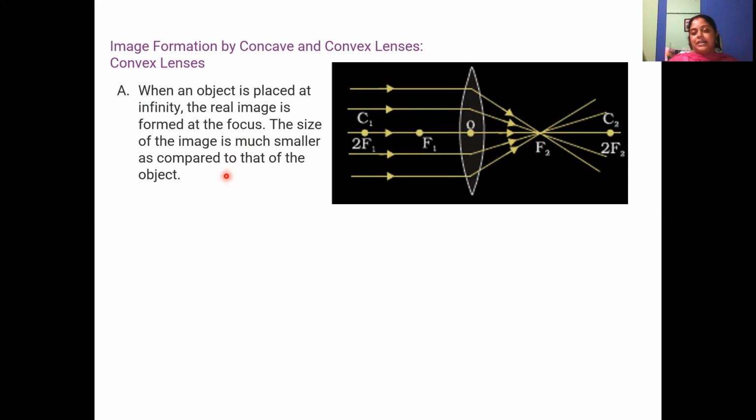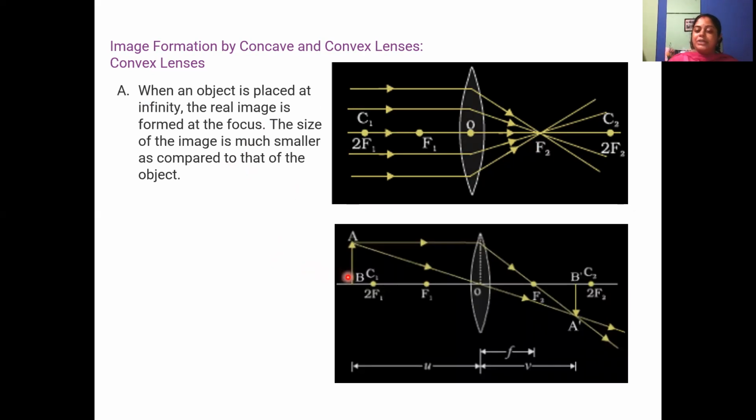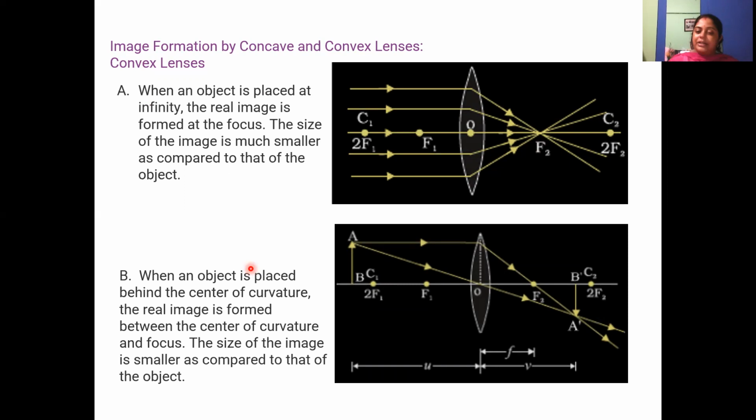Now second case. If your object is beyond C, that is behind the center of curvature, then in this case you will get the image between focus and center of curvature on the other side of the lens. It is in front of lens, then you will get image behind the lens. So in this case, if your object is beyond C, then you will get the image between focus, second principal focus, and center of curvature.